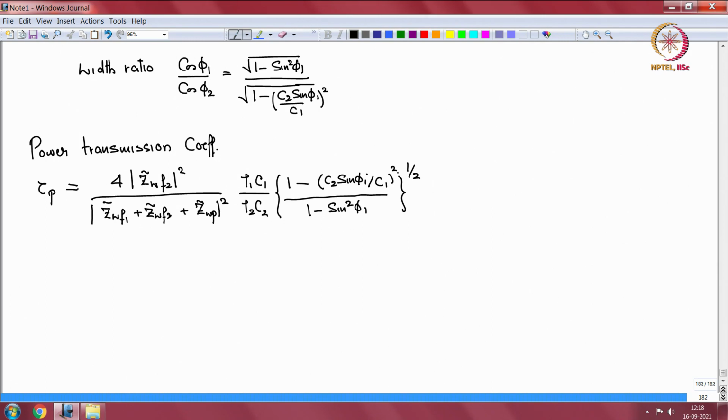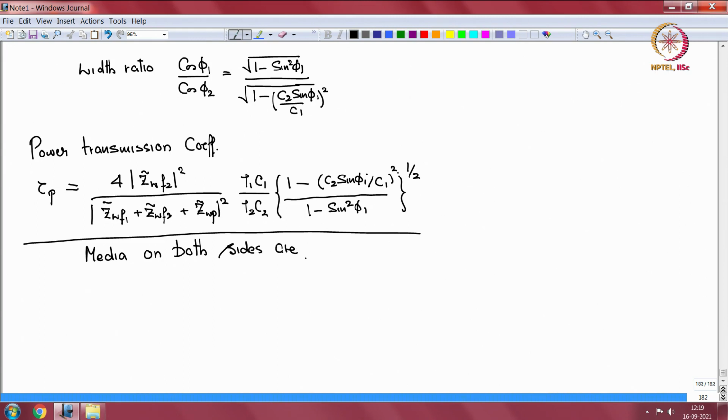Okay. So this is the true picture when you have two different media. So we will not continue with this thought from here onwards. So first thought is media are same. The media on both sides are same. That simplifies certain things immensely.